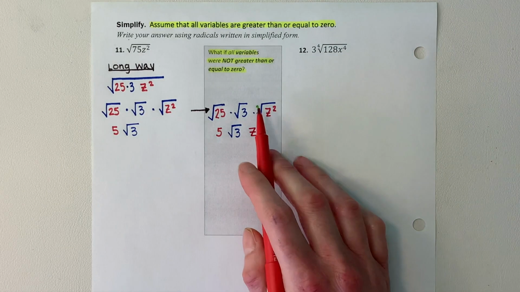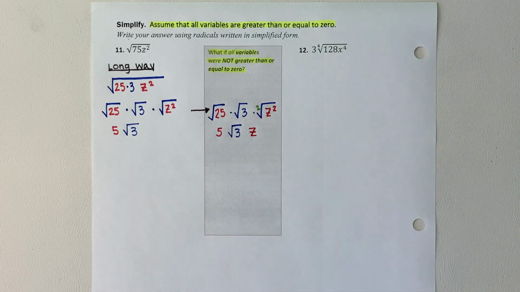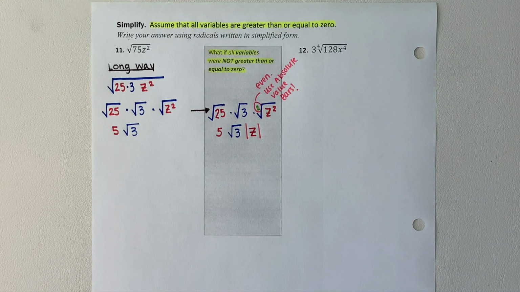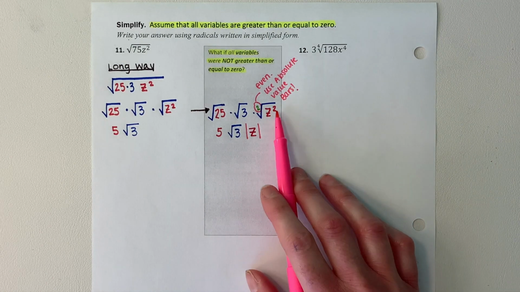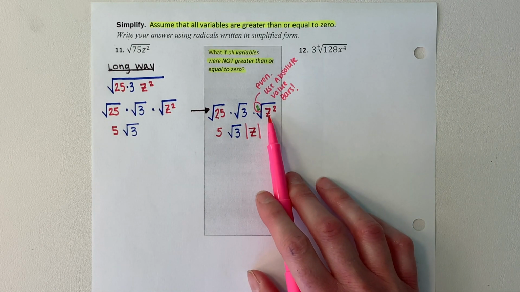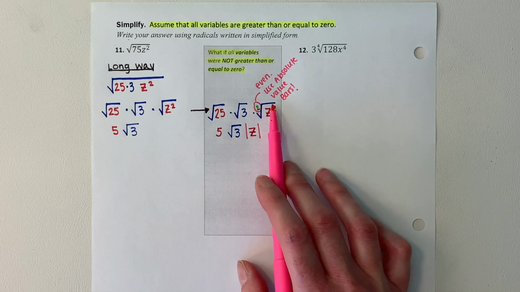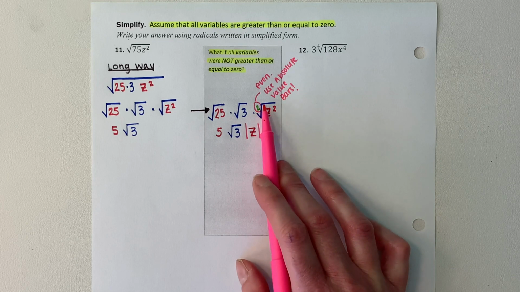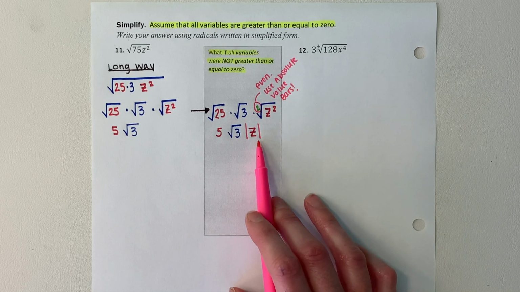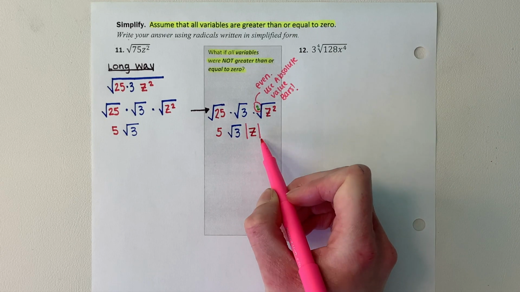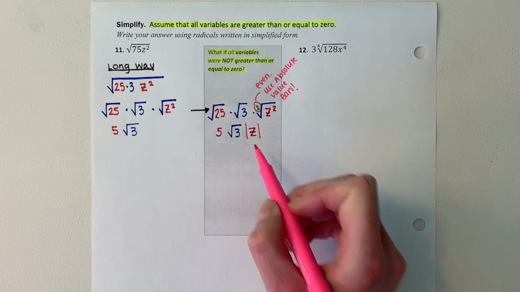But since this matching number is even, we need to use absolute value bars. So I'm going to put absolute value bars around our answer. Why do we need those absolute value bars? When you square any number, positive or negative, you get a positive result. So this square makes this radicand positive. And if you take the square root of a positive number, you're going to get a positive answer. So these absolute value bars ensure that our answer is positive as it should be.